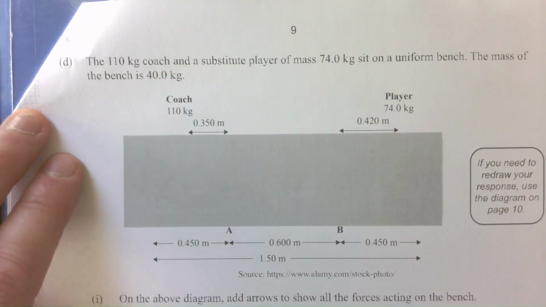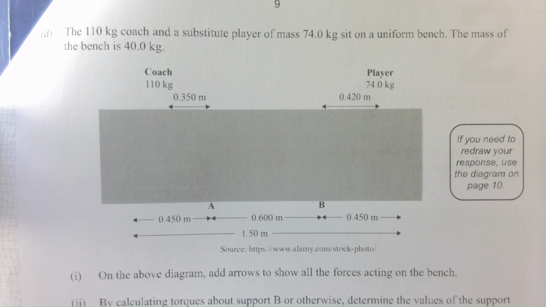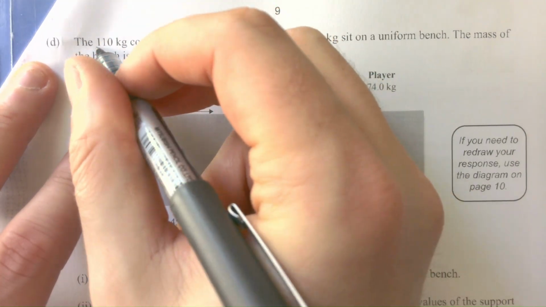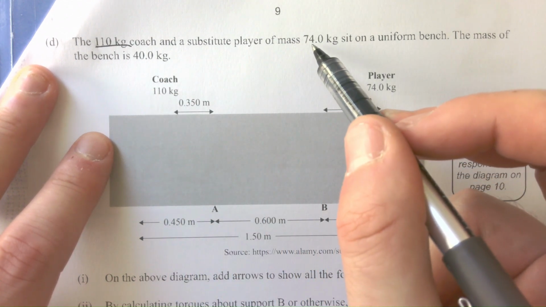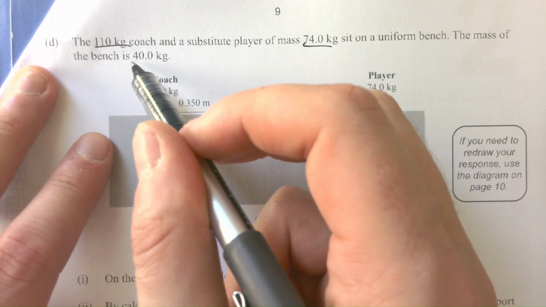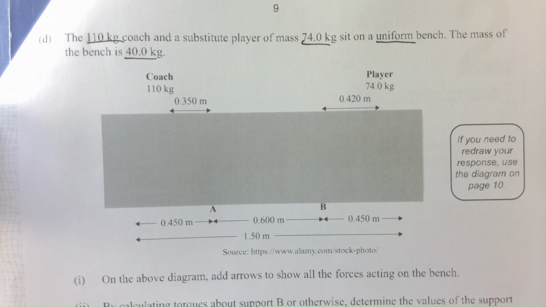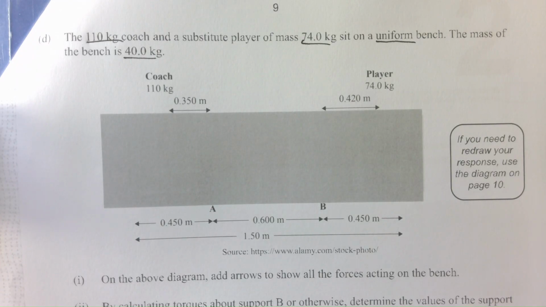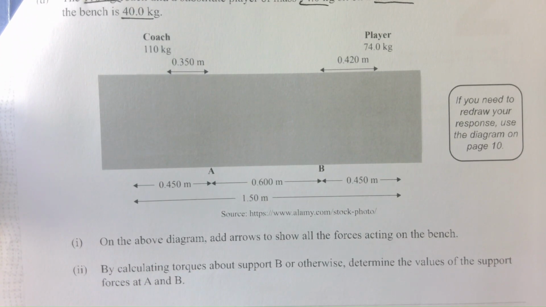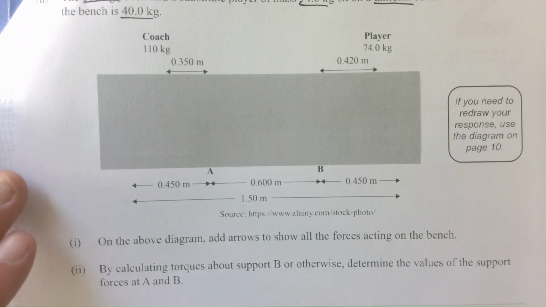Final part, part D. We have a 110 kilogram coach and a substitute player of mass 74 kilograms sitting on a uniform bench. The very last question there, snuck in. It seems a little bit mean, but hey ho. 110 kilogram coach, the player of mass 74, and the mass of the bench is 40. I'm going to underline uniform because that's an important piece of information. On the above diagram, obviously we're missing ours. Add arrows to show all the forces acting on the bench.